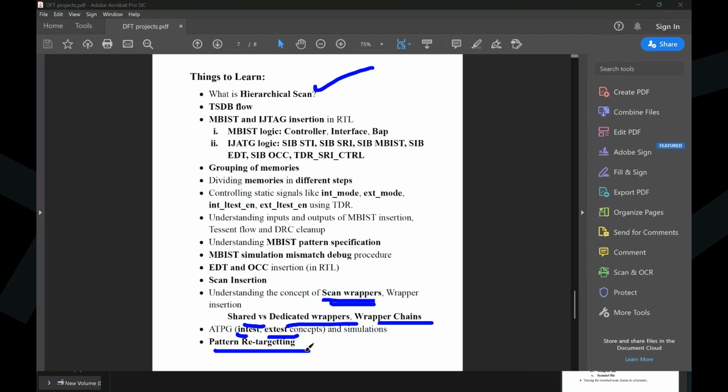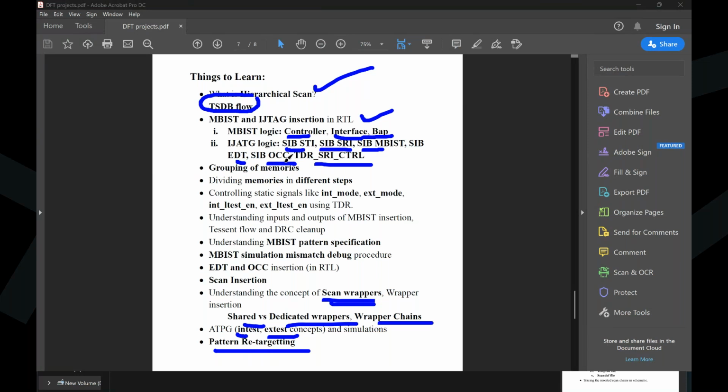And in level 3 projects, we are going to do the TSDB flow. We'll understand the TSDB flow. What is TSDB? TSDB is the central database. So what is the TSDB flow? We will understand that. And we'll be working on MBIST and IJTAG insertion in RTL. In MBIST logic, we'll be inserting the controller, interface and BAP. In IJTAG logic, we'll be inserting SIB STA, SIB SRA, SIB MBIST, CBDT, OCC, TDR, SRA control. All these things we will insert.